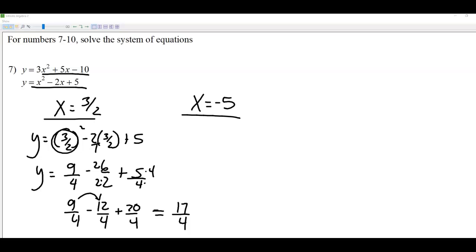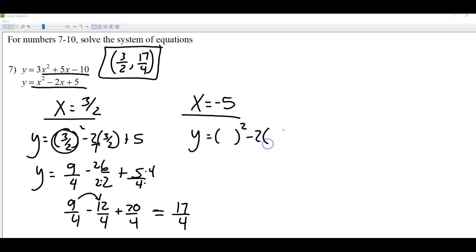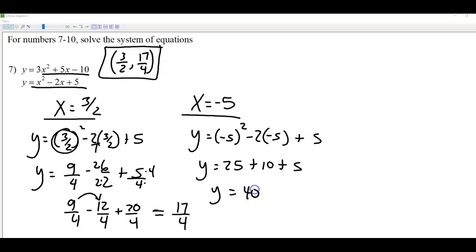So one of the places where these things intersect is 3/2 and 17/4. I plugged in 3/2 and I got 17/4. And then also we need to plug in the -5. For that one, I get 40. So when I plugged in -5, I get 40. So these are the 2 points where the two parabolas intersect.